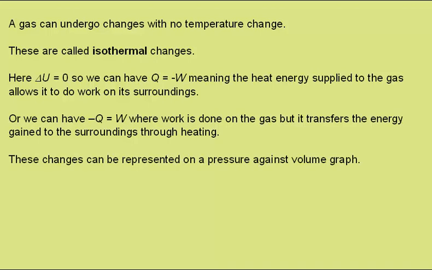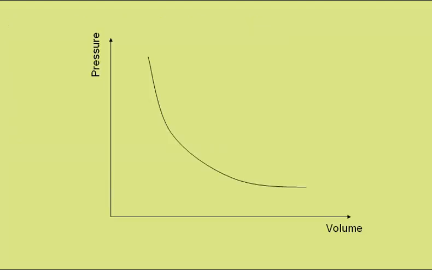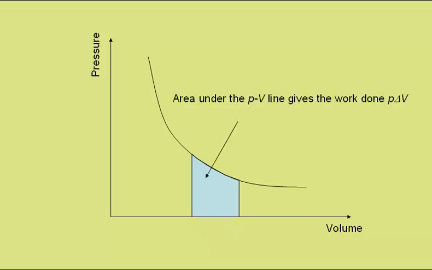These changes can be represented on a pressure against volume graph. It would have a shape something like this, if the temperature were constant. Considering the area underneath the pressure against volume graph, it will be found by multiplying a pressure, the y-axis, by a volume, the x-axis. So the area under the pressure against volume line gives the work done, which is found from pressure times change in volume.